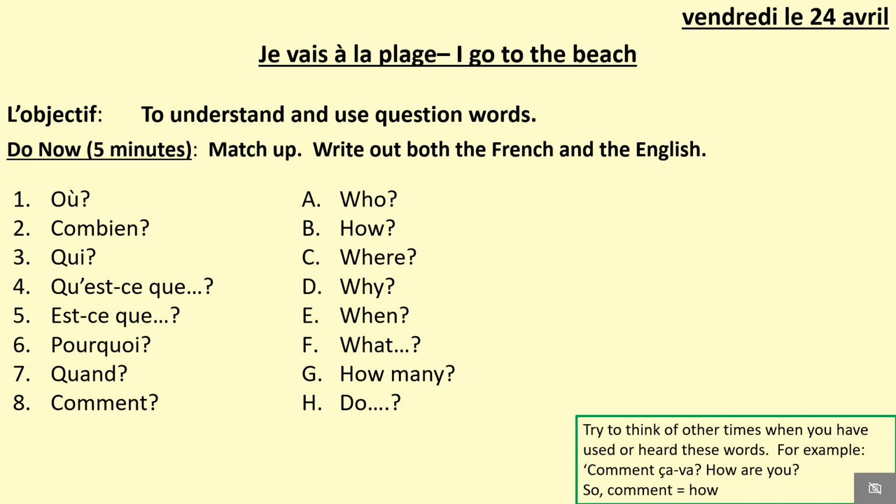Okay, here's a tip. Try to think of other times when you've heard these question words. For example, you might have heard comment ça va? How are you? So comment in French means how. So you can do that one straight away. So eight comment is how, which is letter B. Pause now, complete this, and then play when you're ready to mark your work.